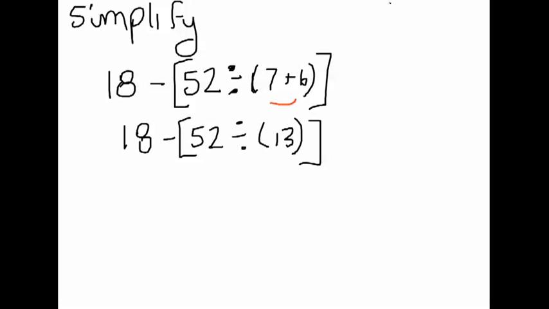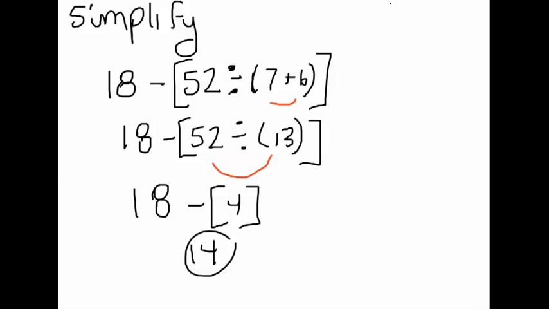So now, where do you go from here? What do you do? Well, hopefully you're yelling at your computer, "Mister," answer. You do 52 divided by 13. And so then you get 18 minus 4. And then 18 minus 4 is 14.